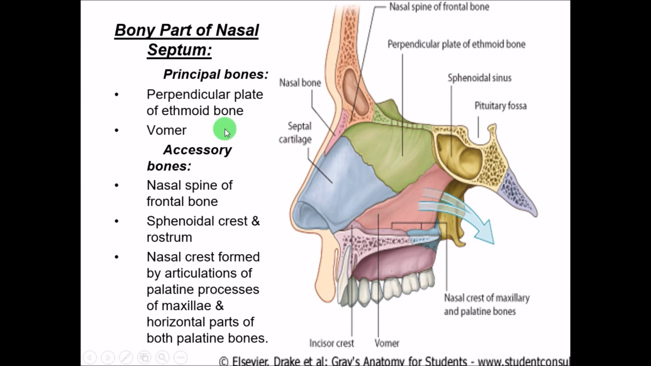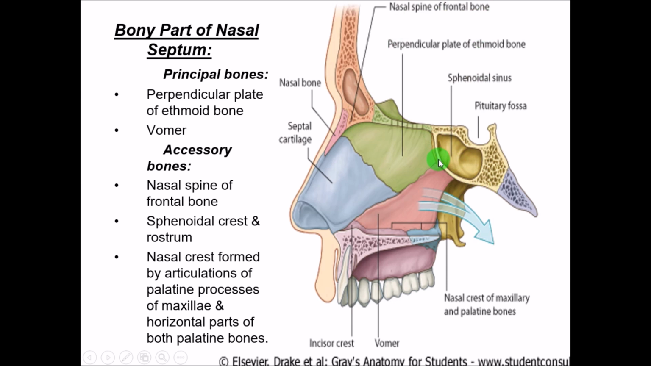Apart from this there are some accessory bones, small bits and pieces, which will also contribute to the nasal septum. One is called the nasal spine of the frontal bone. The frontal bone is here and a part of it extends downwards. This is called the nasal spine of the frontal bone. Then the sphenoidal crest as well as the rostrum itself, a part of the sphenoid bone here. This is the sphenoid bone, this is the sphenoidal air sinus.